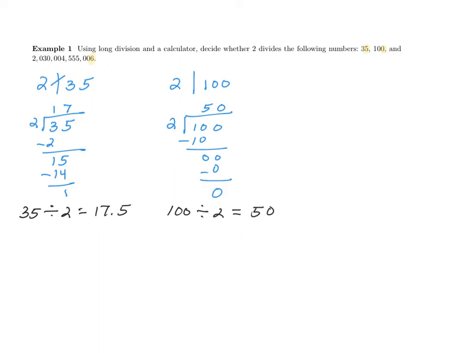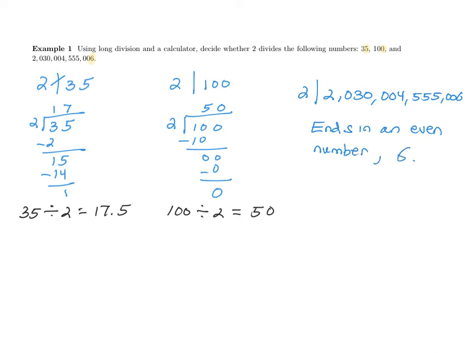We can simply say 2 divides into 2,030,000,000,000,4,555,006. And the reason for this is it ends in an even number, and specifically that number is 6. No other work is necessary. So this saves a lot of time. Now there are other rules for not just 2, but there's ones for 3, 4, 5, and so on.